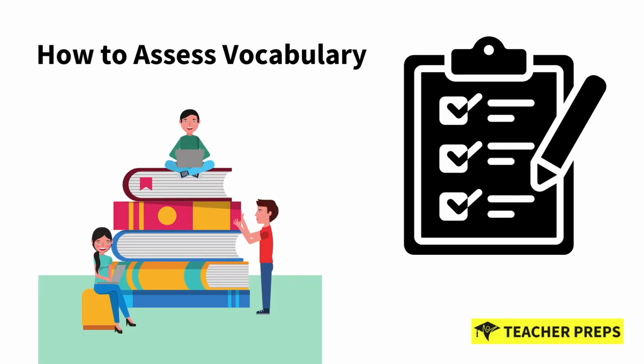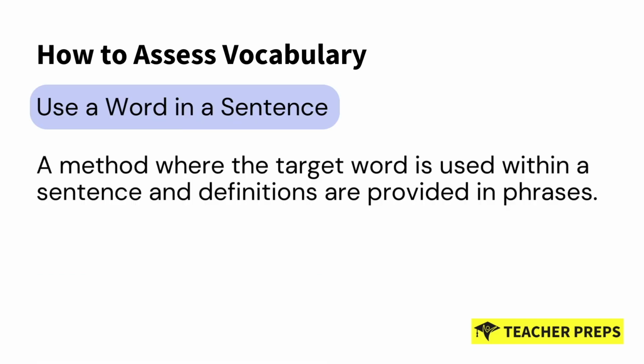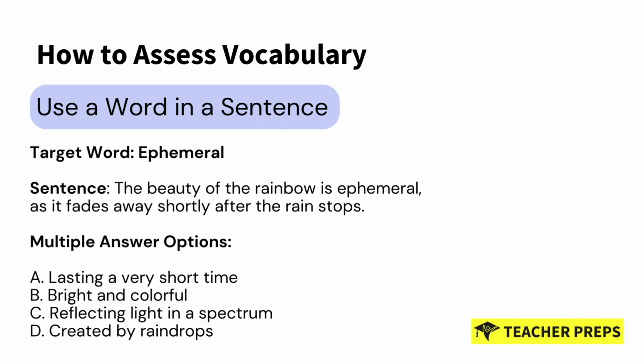How to assess vocabulary and academic knowledge and language, let's go over it now. One option is to use a word in a sentence, a valid method where the target word is used within a sentence and definitions are provided in phrases. An example of this might look like target word ephemeral. Sentence, the beauty of the rainbow is ephemeral as it fades away shortly after the rain stops. Then we'll have multiple answer options, A, B, C, or D. And in this case, the answer is A, lasting a very short time. And we can understand that even if we didn't know the word through the sentence.